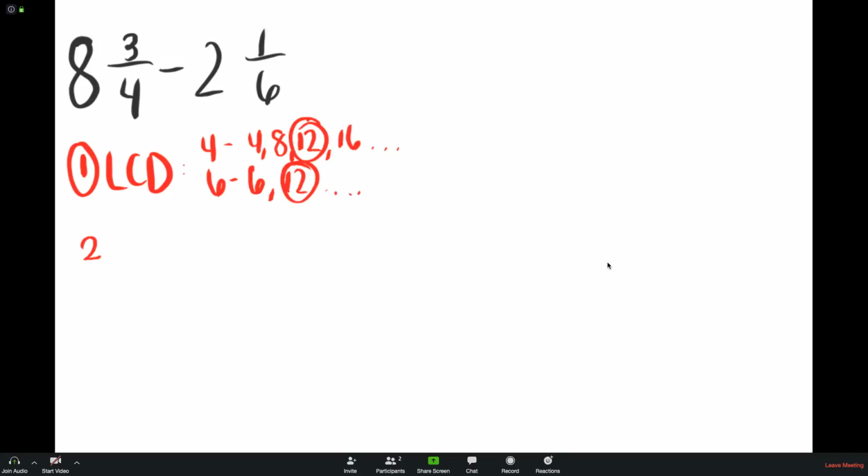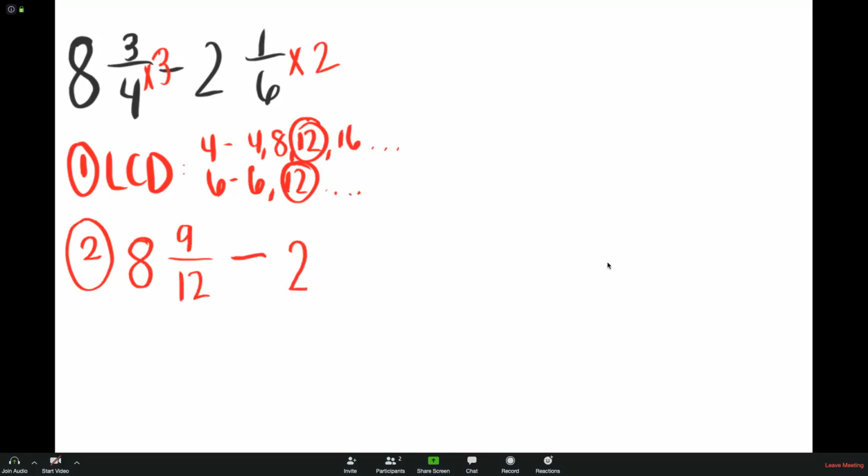So step 2, we change our fractions. Let's keep our whole numbers here because we might need them to regroup, but we're going to change this fraction by multiplying by 3 to get 12 on the bottom, and over here we're going to multiply by 2 to get 12 on the bottom. So our new fraction would be 3 times 3 is 9 over 4 times 3 is 12. Then we're going to subtract, and this other fraction is going to be 2 as our whole number, and then 1 times 2 is 2, 6 times 2 is 12. So our denominators are the same.